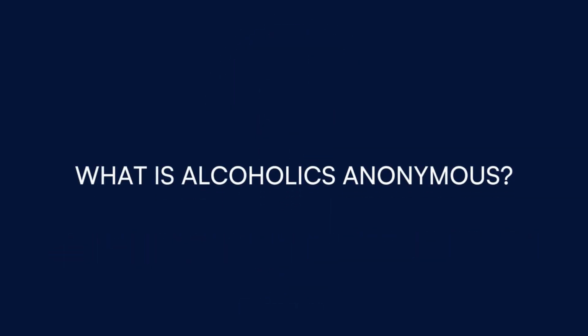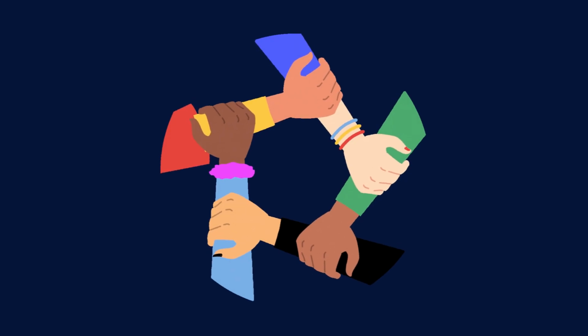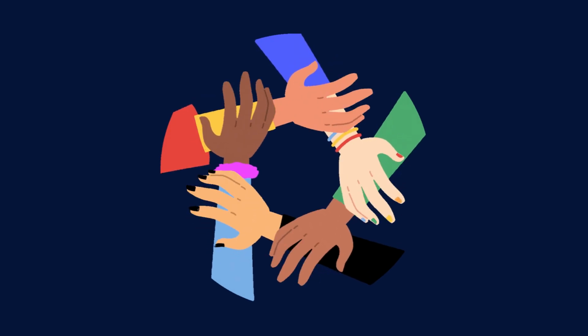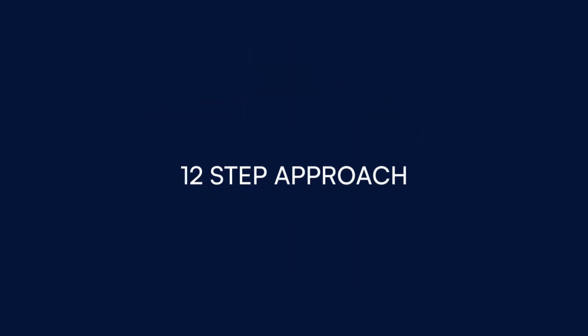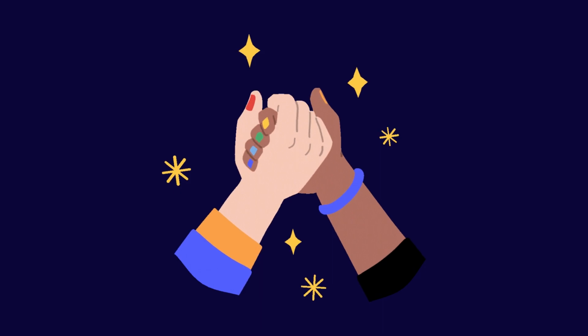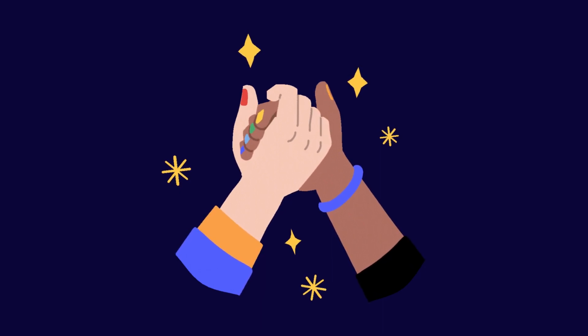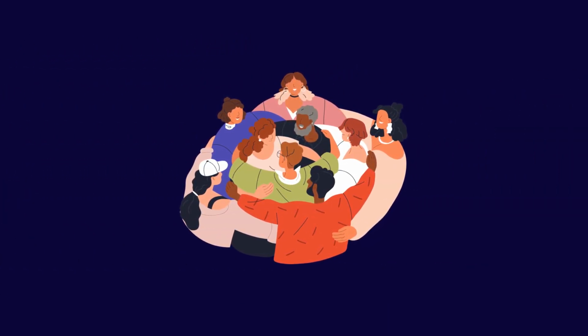Firstly, what is Alcoholics Anonymous? Alcoholics Anonymous is a global community-based program to support those struggling with problematic drinking. The self-help group, founded in 1935, utilizes a well-structured 12-step approach to encourage members to admit their powerlessness over alcohol and make amends for past mistakes. The heart of AA's effectiveness lies in its peer group support system, where members share their experiences and progress, fostering a sense of camaraderie and mutual understanding.